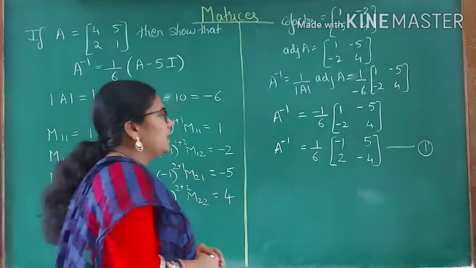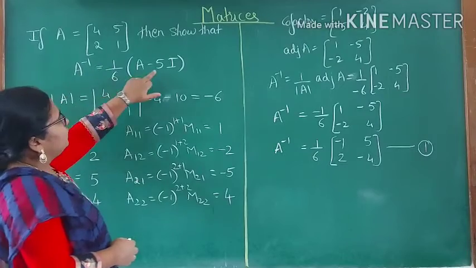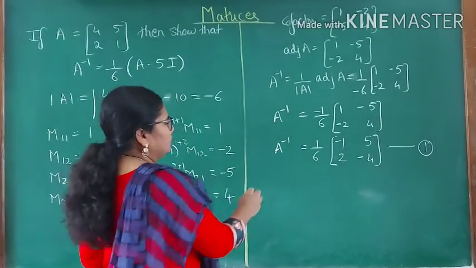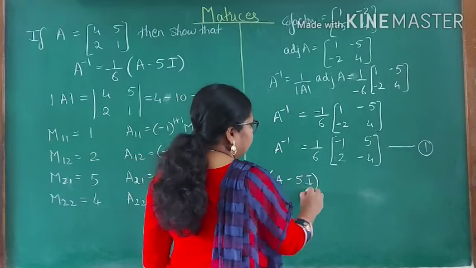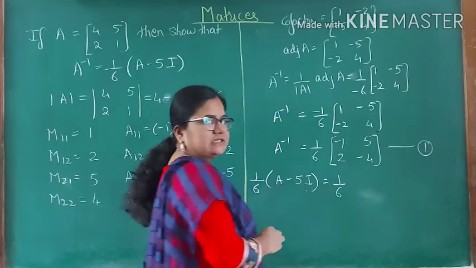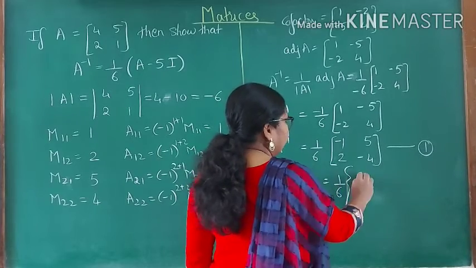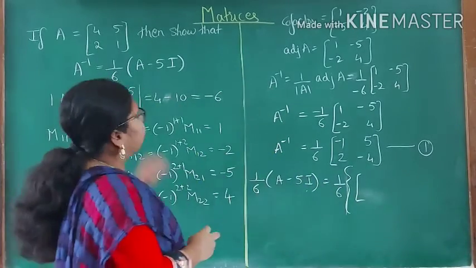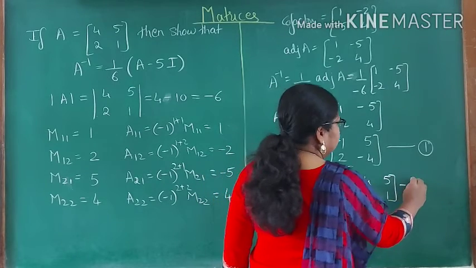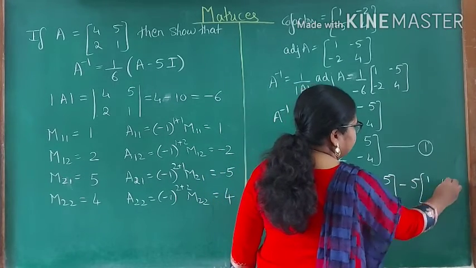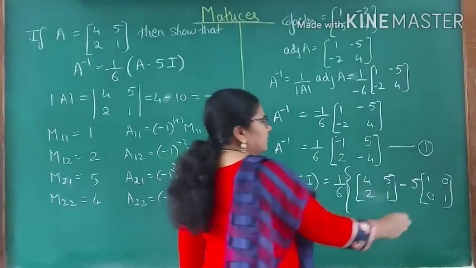this matrix. Now next what you have to find on RHS is 1 by 6 into A minus 5I. What it is? So 1 by 6 into A minus 5I. What it will be? 1 by 6 I will keep as it is outside. Then I will use bracket. I will write first matrix A. What is matrix A? 4, 5, 2, 1 minus 5 into identity matrix 1, 0, 0, 1. Okay? And close the bracket here.